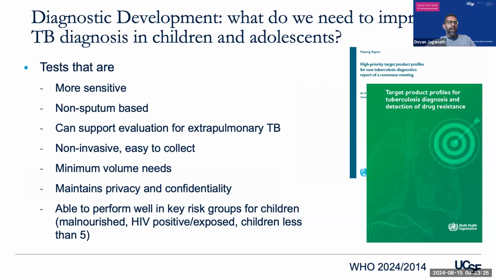And so having tests for them would be important, being non-invasive, not requiring a lot of volume for testing, especially for blood, maintaining privacy and confidentiality, especially for adolescents, and really making sure it works for our most vulnerable groups of children. And this has, again, been pretty well defined through target product profiles. This actually came out yesterday, a new one just on tuberculosis diagnosis, detection, and for resistance.